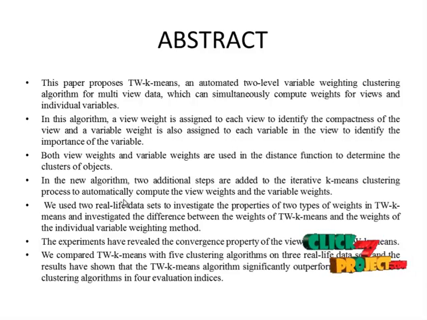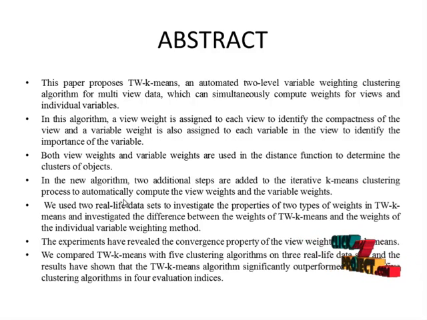In our existing system, the approach tends to maximize the degradation of data, and no time consumption is processed in our large dimensional data. But in our proposed model, we used two real data sets to investigate the properties of the two types of weighting, TWKMNs, and the individual weight methods. This experiment has reversed the conventional property of view weight in the TWKMNs.